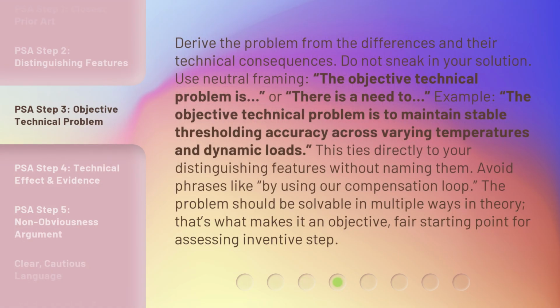Derive the problem from the differences and their technical consequences. Do not sneak in your solution. Use neutral framing. The objective technical problem is, or there is a need to. Example: the objective technical problem is to maintain stable thresholding accuracy across varying temperatures and dynamic loads. This ties directly to your distinguishing features without naming them.